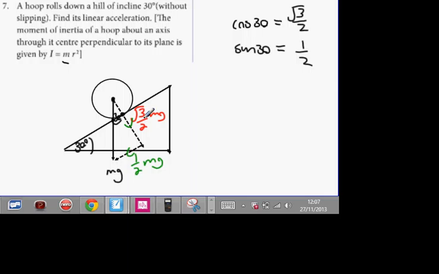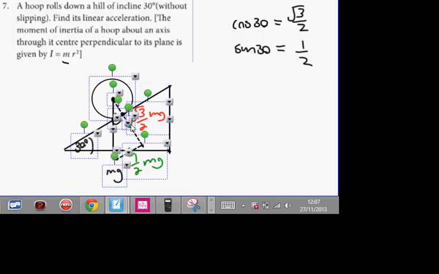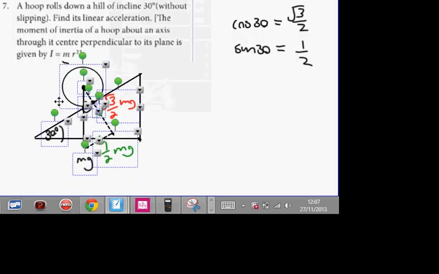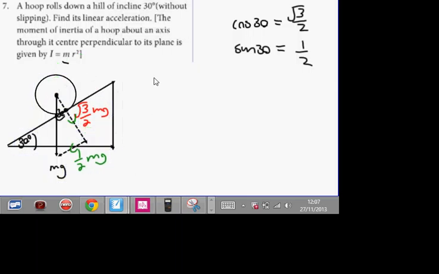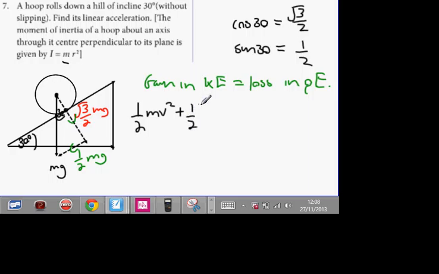What we can do next is the gain in kinetic energy equals the loss in potential energy. So the gain in KE equals loss in PE. So it's what we did last time. So half mv squared, because you're gaining linear, plus a half I omega squared equals loss in potential energy, which is going to be mgh.